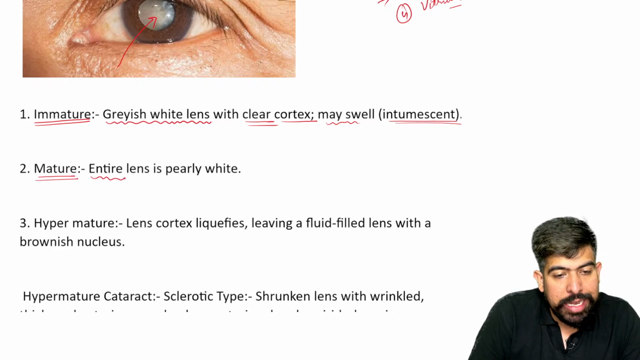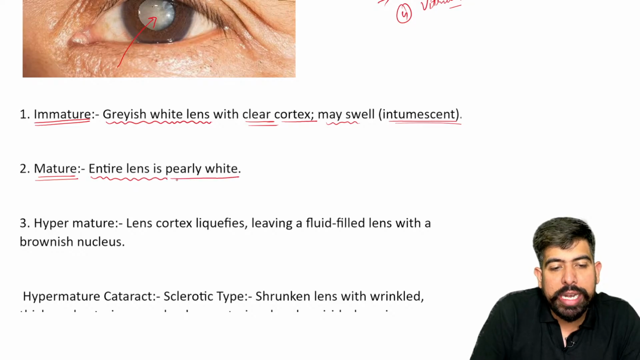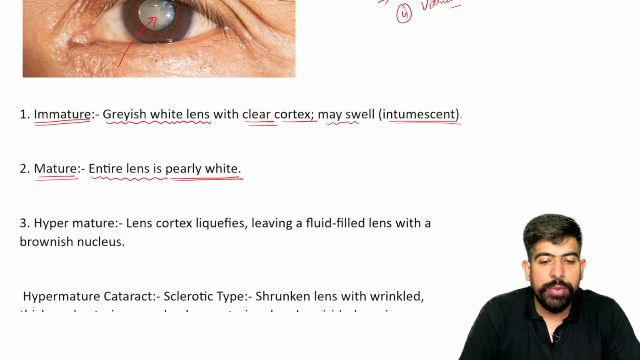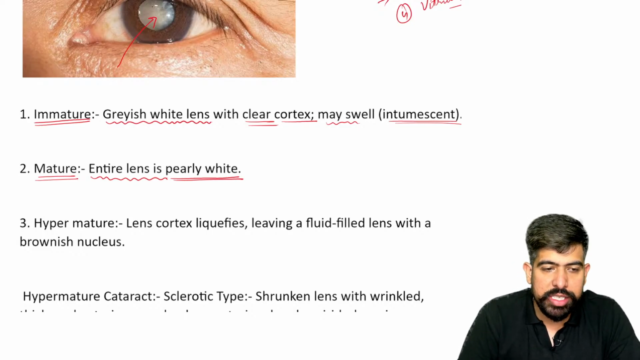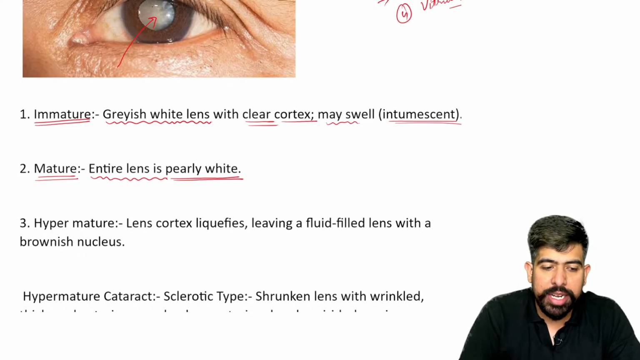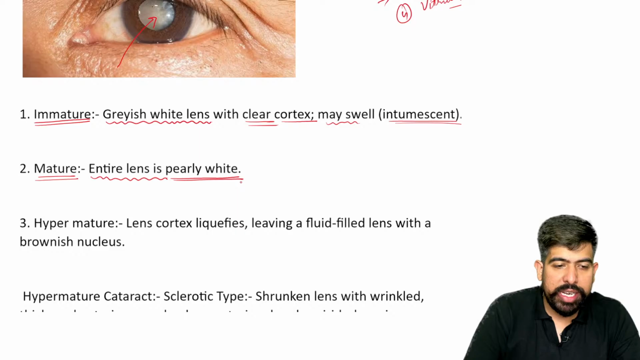Then next we have the mature cataract. What will happen? The entire lens will become pearly white. As it is pearly white, there is blurring and your vision will be affected. In the immature cataract, the patient has difficulty in vision, but now the vision will be affected fully.